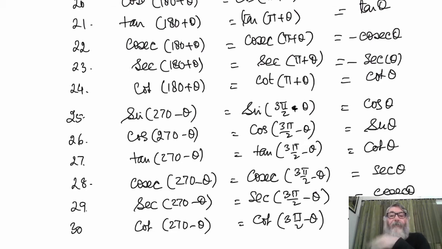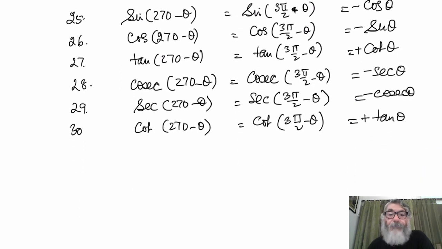But in 270 minus theta, 270 or 3 pi by 2 is going to fall along y dash, and minus theta means third quadrant. In the third quadrant only tan and cot are positive, the rest are negative.